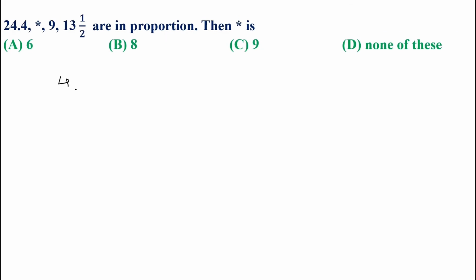So 4 by x is equal to 9 by, this is 1, 13 2s are 26 plus 1, 27. So 27 here. Please calculate and tell me the x value. 2 2s are 4, 9 3s are 27. So x is equal to 6.